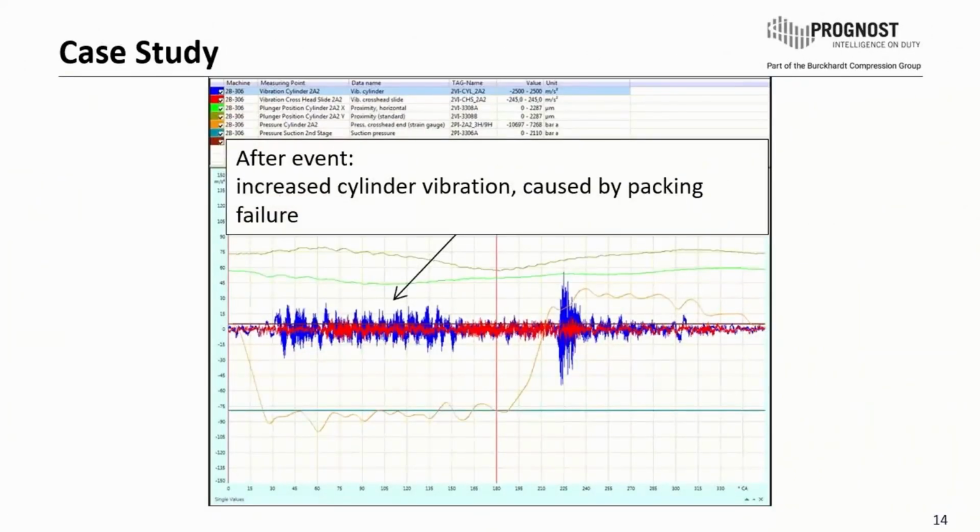After the event, when the hypercompressor was started again, we have an increased cylinder vibration, which in this case is caused by packing failure. But what we also see is that, because the temperature was cooler than before, the bath tube effect is gone, and we have a smooth movement of the plunger, here in brown and green.